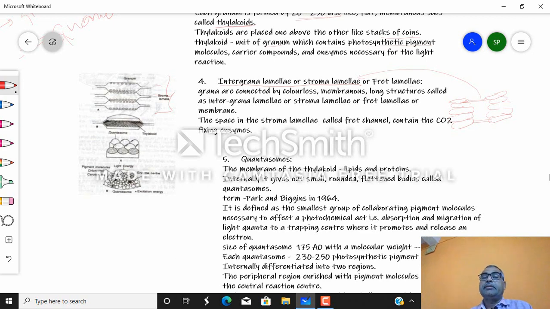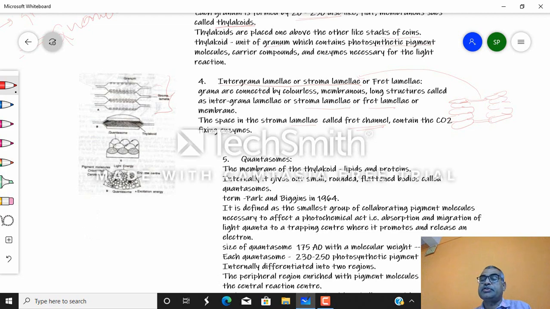Grana are connected by colorless, membranous, long structures called intergrana lamellae, stroma lamellae, frets lamellae, or just a membrane. The space in the stroma lamellae is called the frets channel, which contains the CO2 fixing enzyme during the dark reaction.